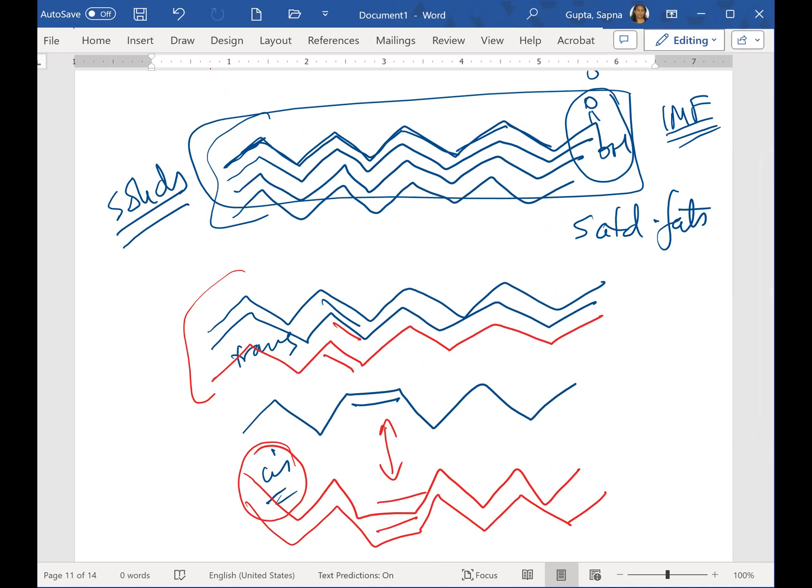Now, once you know that this one is a solid and this one is a liquid, which one is good for you? So when we say olive oil is good for you, why is it good for you? It is because it has a lot of double bonds in it.